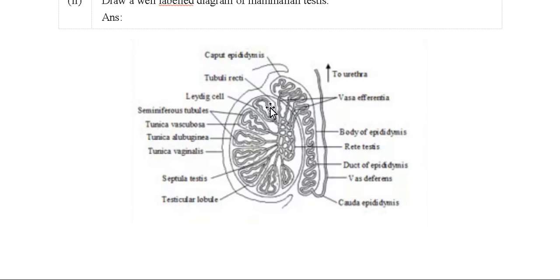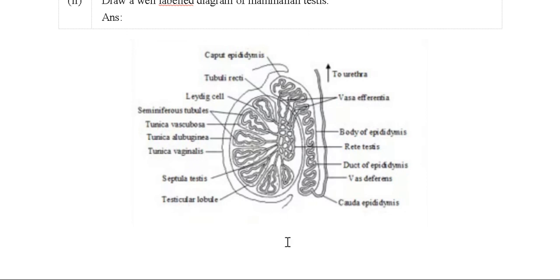Then it is released into the part called rete testis, and from there through the efferent ducts, called vasa efferentia, sperm start moving to the epididymis. This portion is the epididymis, where three zones are present: caput epididymis, the head part, then the body of the epididymis, and the last is the cauda epididymis, or the terminal part. From the epididymis you can see the extension, the duct called the sperm duct, or vas deferens.